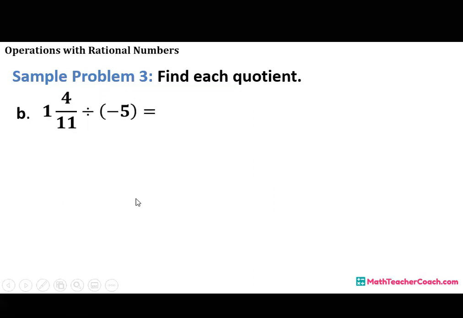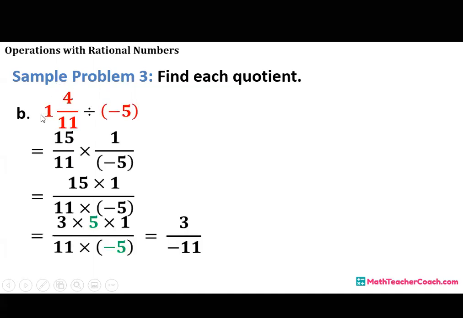What about if we have a question like this? Same methods, but for the first one, we can note that it is a mixed number, so we will change it into a fraction. Negative 5, we will put it over 1. When you find the reciprocal, it will be 1 over negative 5.